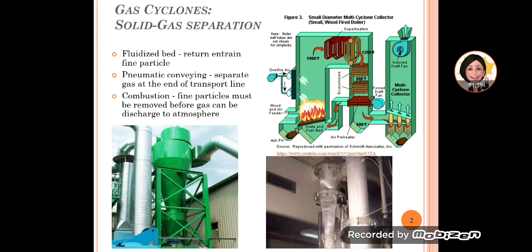Solid gas separation is also used in combustion. For example, in this one where combustion takes place, this burning process will carry hot air and some fine particles, fine dust. So what do we do? It goes through a cyclone to separate the escaping dust and release the hot air. So that's where we use the gas cyclone for solid and gas separation.